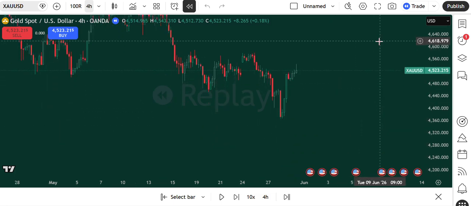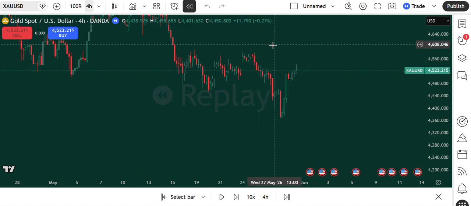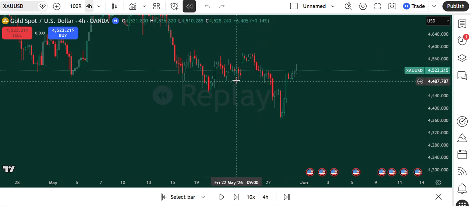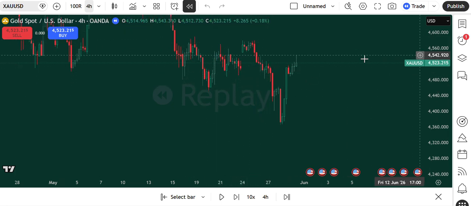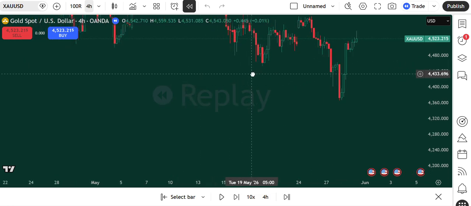I think you can see, this is the supply zone here. This is a supply zone. According to me, this is a supply zone. Then let's look for the confirmation, or let's look for the setup. Today, we are going to look at the what?